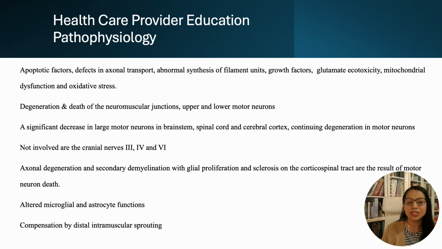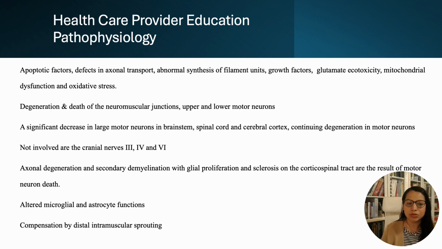A significant decrease in the large motor neurons in the brainstem, spinal cord, cerebral cortex, and continuing degeneration in motor neurons. Interestingly enough, it is not involved in certain cranial nerves, so just know that the eyes and the heart muscles are not affected, but essentially every other muscle is. And so when these patients reach the point of paralysis, they'll still be able to move their eyes, and of course their heart beats without issue there.